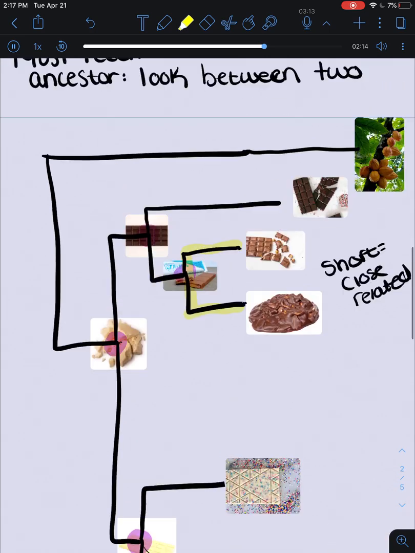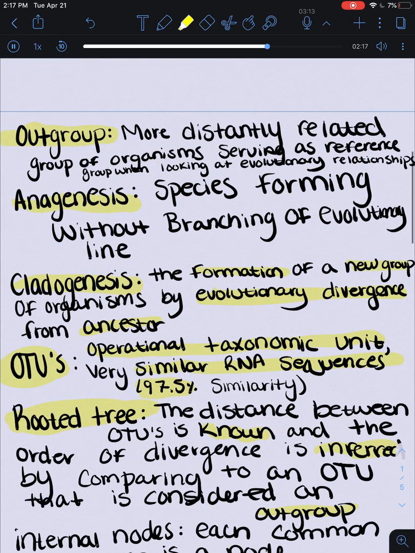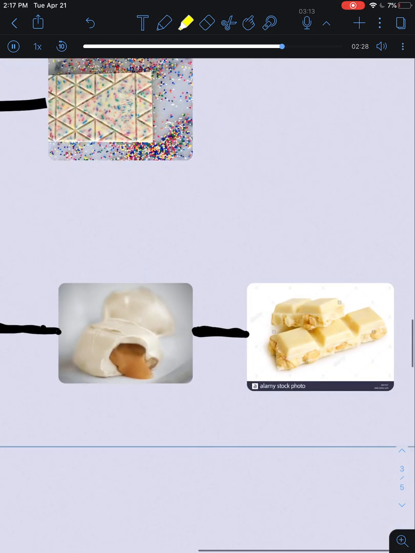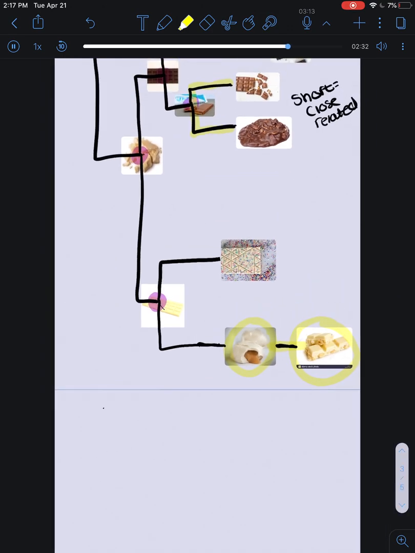Now, anagenesis, we do not have a lot of examples of in this phylogenetic tree, and anagenesis is a species forming without branching of an evolutionary line. If we look at white chocolate with caramel, we see that white chocolate with nuts is directly stemming from that, meaning that that's an example of anagenesis.